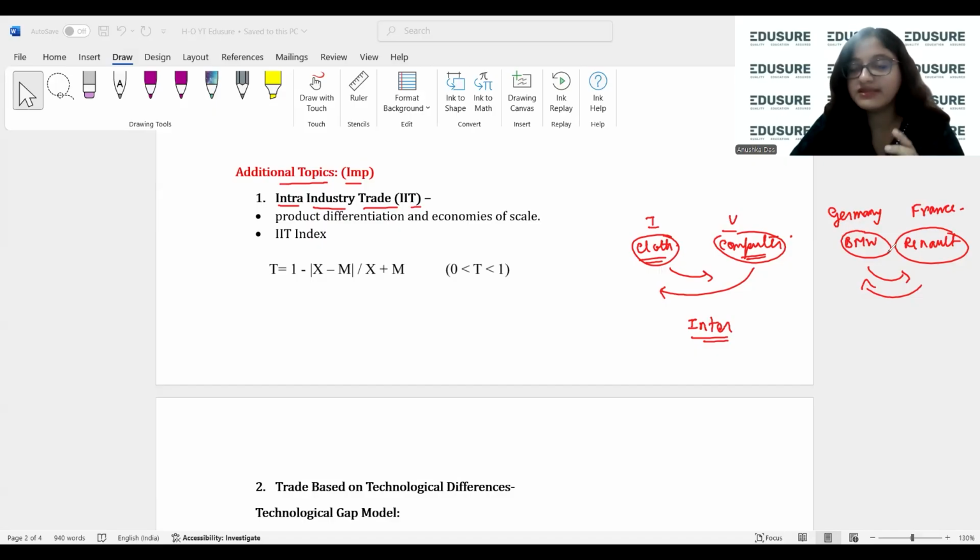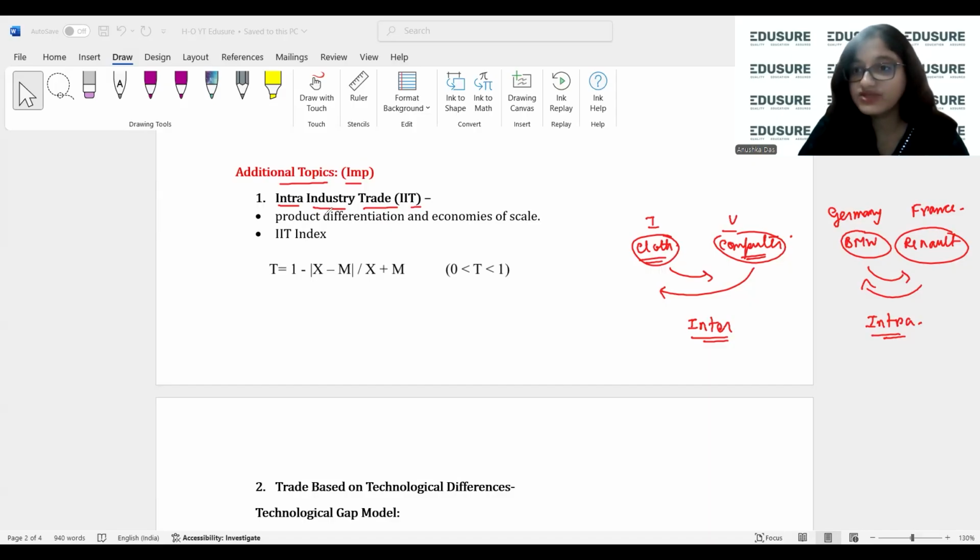BMW will give you some special features. Renault will give you some special features. So product differentiation is there, but the trade is happening within the same industry. This is known as intra-industry trade. This situation is known as intra-industry trade. So please learn about intra-industry trade.